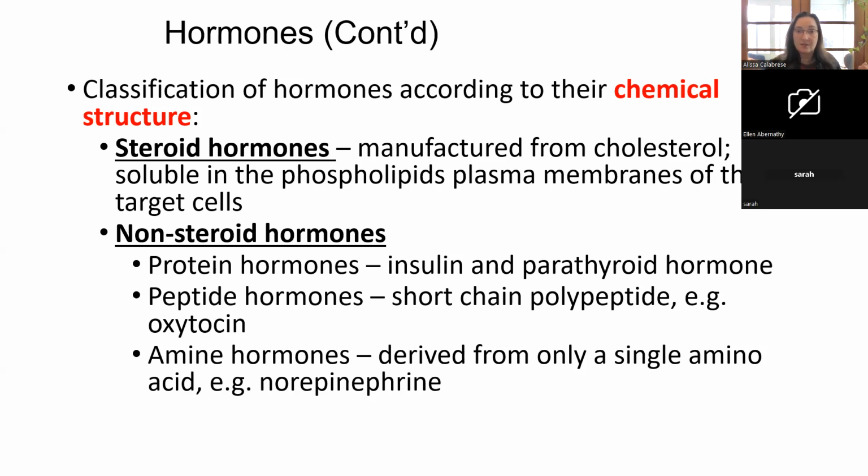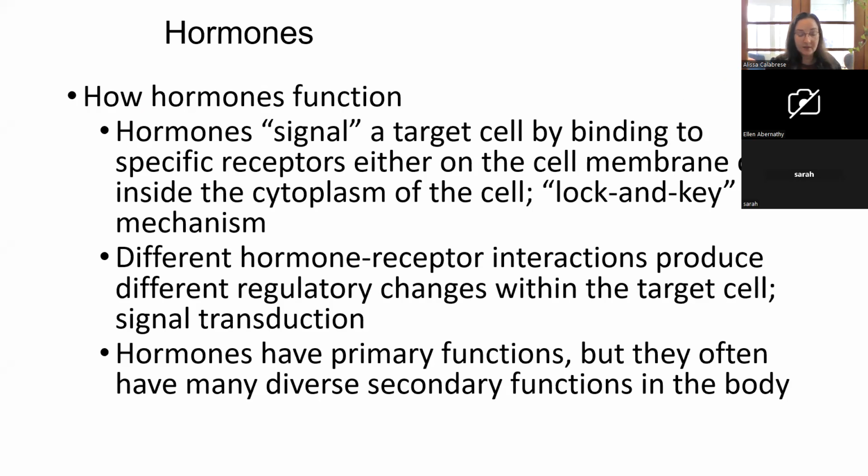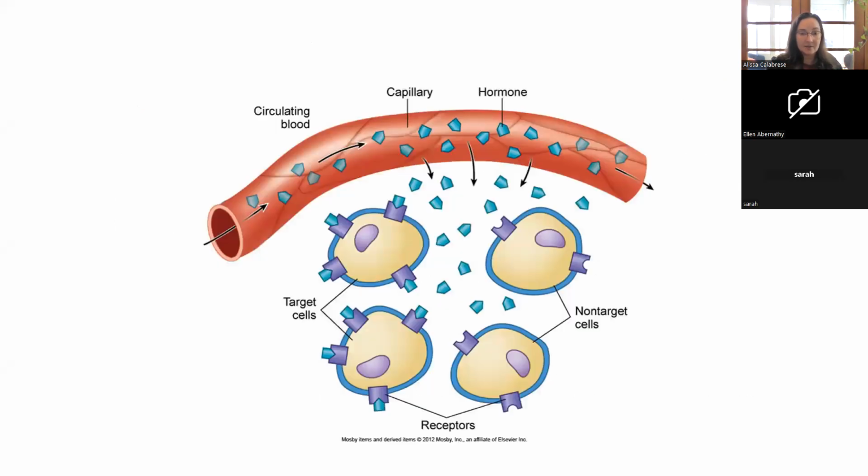So fats and proteins act very differently, and they have to be sent through the body differently, and they're perceived by their target cells differently. Right? So steroid hormones versus non-steroid. Either way, that hormone has to reach a target cell. Not every cell has a receptor for a certain hormone. Right? So in order for a hormone to do anything, the target cell has to be there.